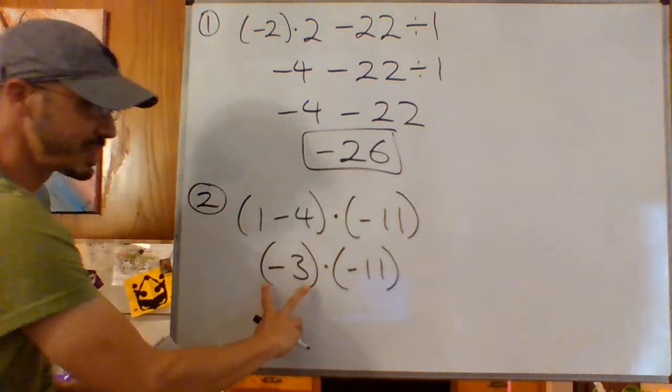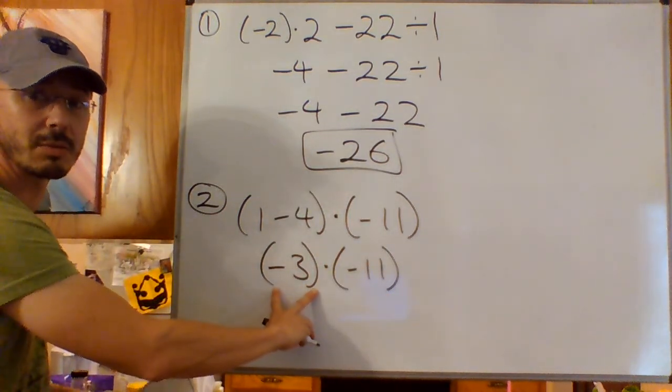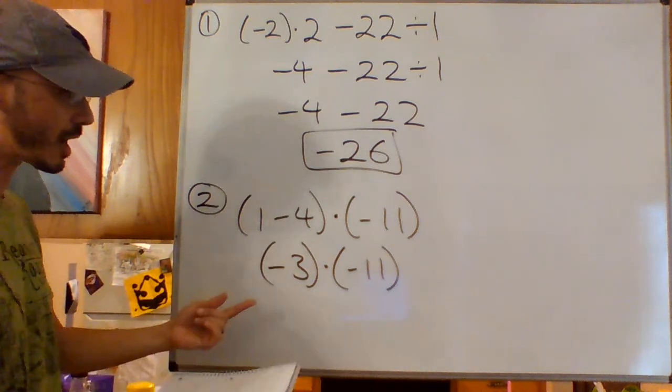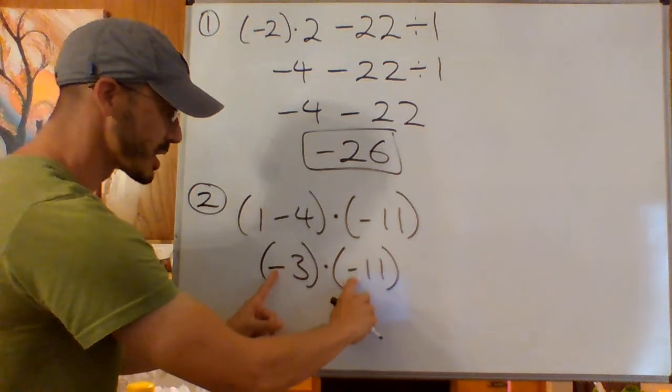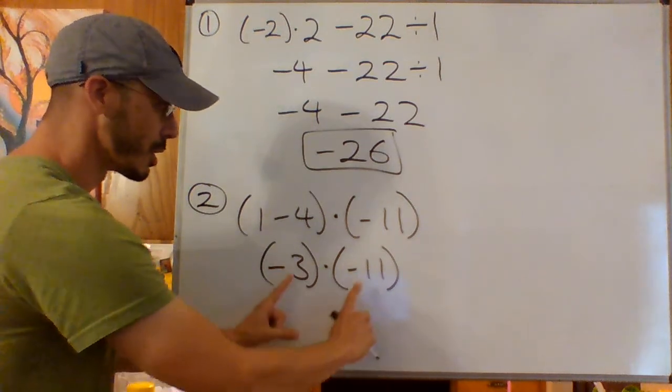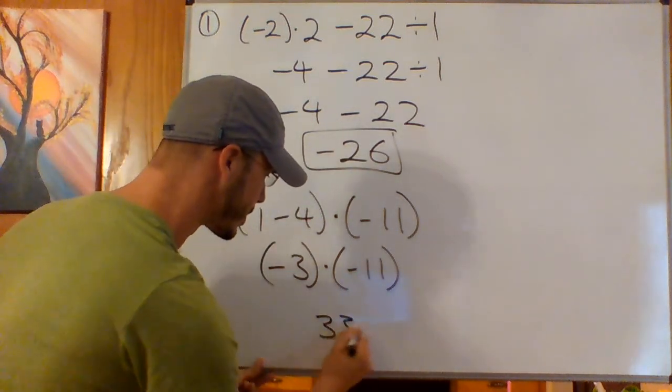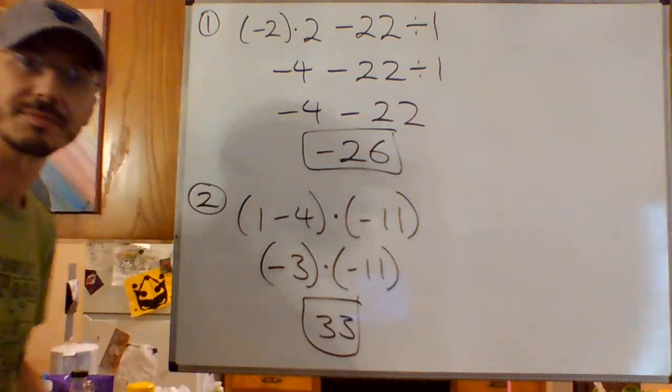I don't absolutely need these parentheses, but they don't hurt. And then what I have left is negative 3 times negative 11. Now a negative times a negative is going to give me a positive. But 3 times 11 is 33. And that's it.